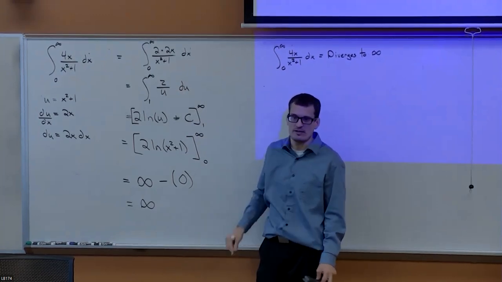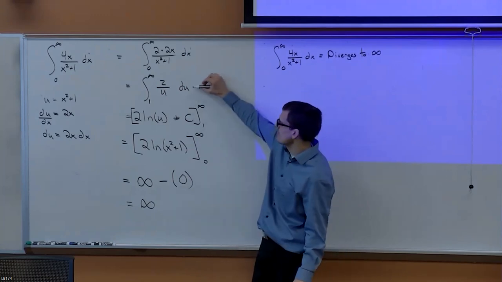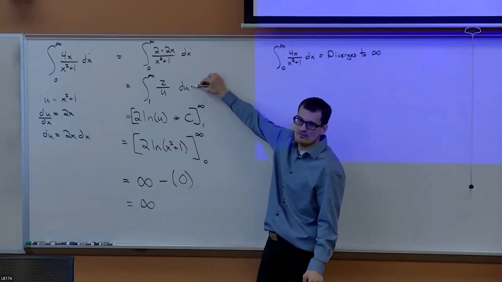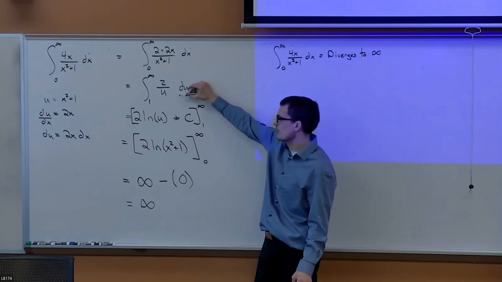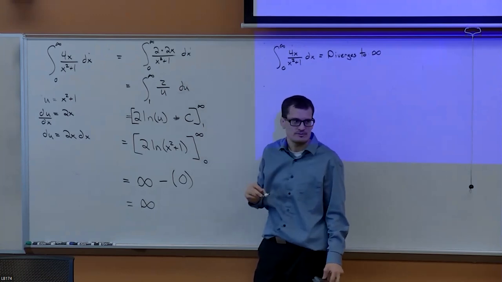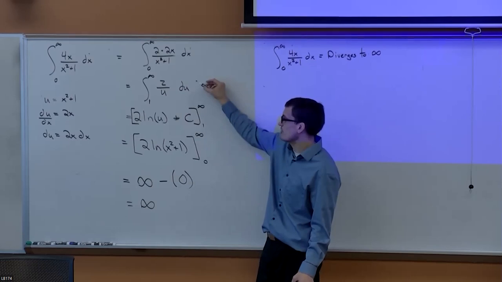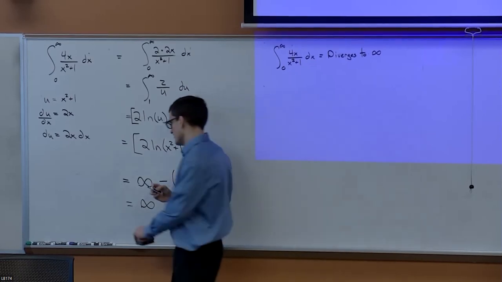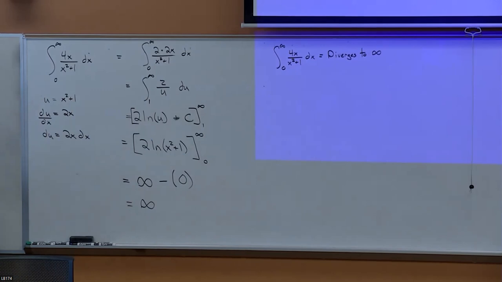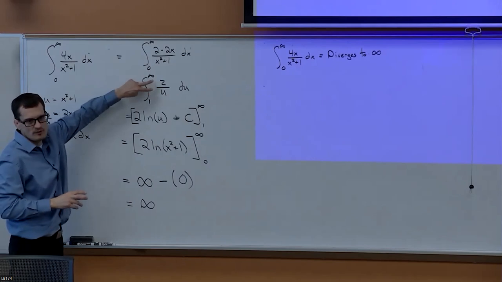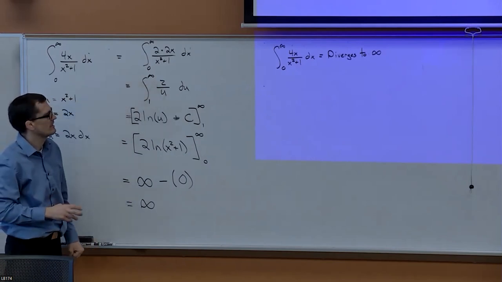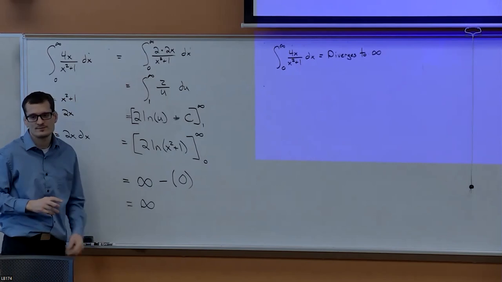So yes, you could have absolutely done that. You could have absolutely said, oh, at this stage, I know that's going to diverge, because it's like 1 over u to be integrated from 1 to infinity. That's a very nice observation. Not all of them will turn out to be something we already know, but that's a great observation in this case.